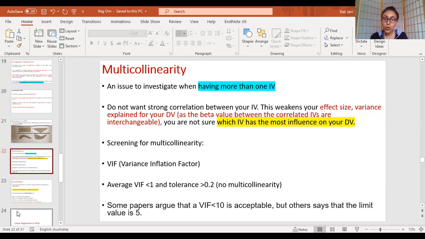Some papers argue that a VIF less than 10 is okay, and others say a limit of 5 is all right. What I do as a best practice is see what is the most commonly acceptable VIF in my faculty, in my discipline, and I go by that. You can make the same decision with your supervisor. What is the one working in your area of research, and you stick to that VIF. Then you have evidence to show this is what is reported in your area of research.